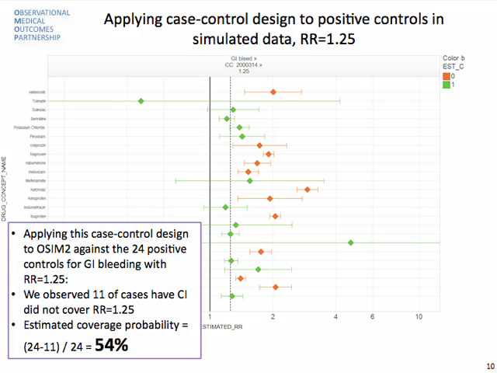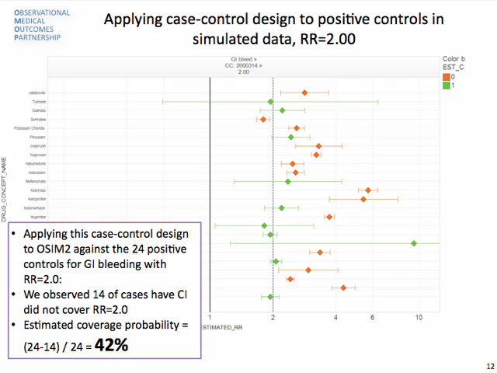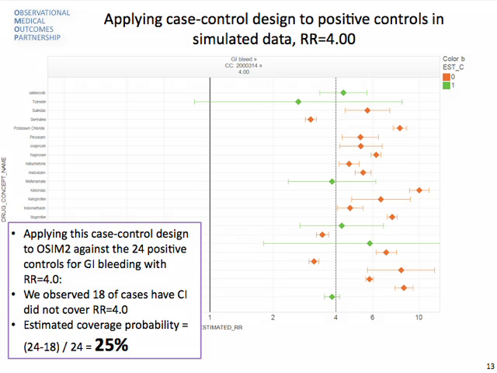So if the signal size is a 1.25, we get a coverage probability of 54%. If we inject a 1.5, we see the same pattern existing. Coverage probability slips to 46%. If we increase that signal to a 2, the coverage probability drops to 42%. If we inject a 4, coverage probability drops to 25%. And once again, you can see this consistent pattern being observed that the method generally seems to be positively biased, and it can't seem to overcome that positive bias throughout its estimate.